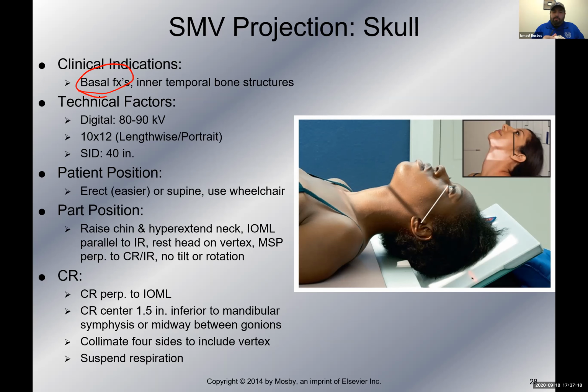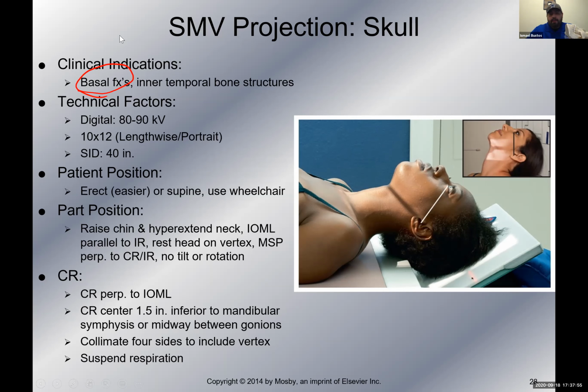Now, the centering point. We want to make sure that the centering point is 1.5 inches inferior to the mandibular symphysis. So here's the mandibular symphysis. We want to center 1.5 inches below that, or midway between the gonions. You can find a point midway between the gonions or go 1.5 inches below the mandibular symphysis, and that's where you want to center. Center under there, and then we're going to enter under the mentum and exit at the vertex. Oh, the skull's falling apart. There we go. All right, collimate and suspend respiration.